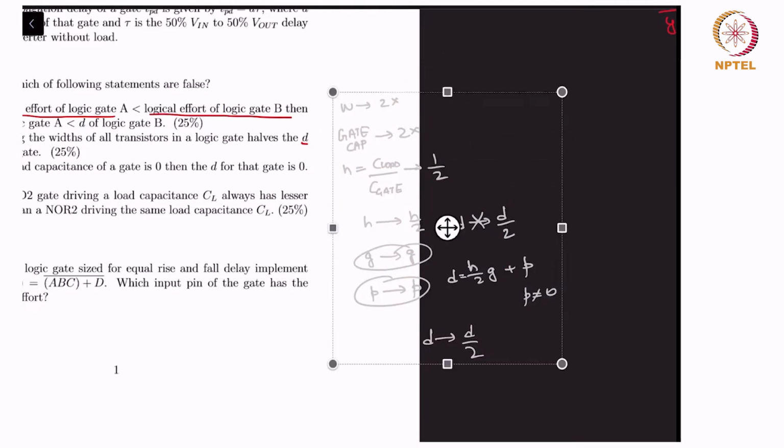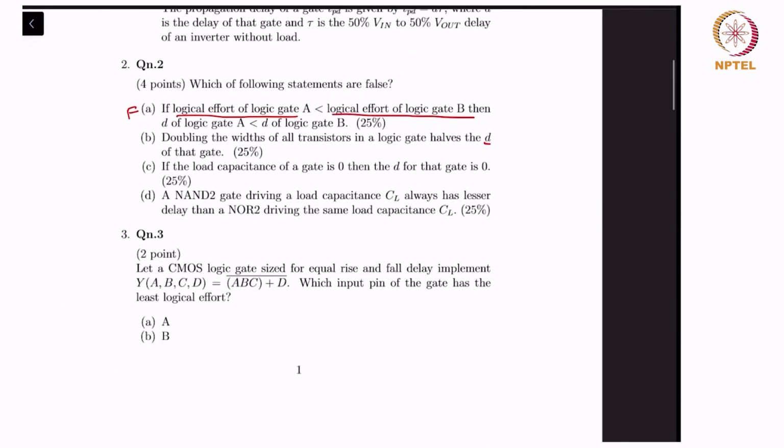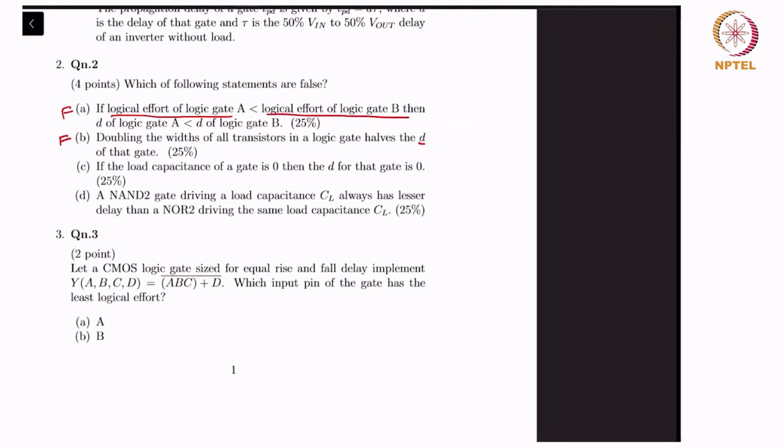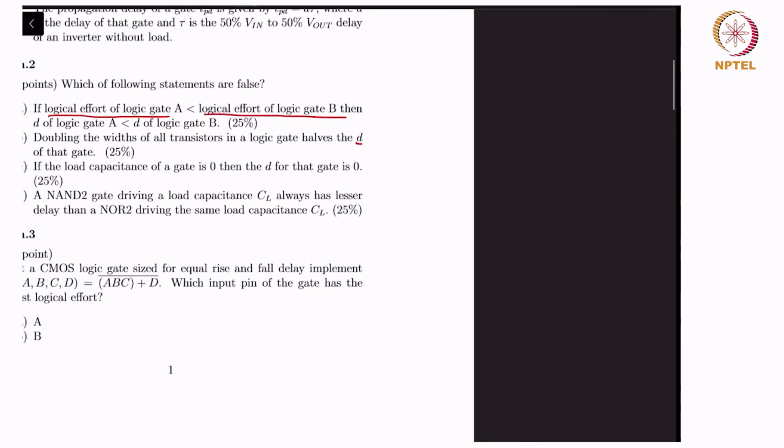It's not necessary, is what I'm trying to say. So this is also false, right? Then if the load capacitance of a gate is 0, then the D for that gate is 0. Again, if the load capacitance is 0, then H will become 0, because that's C load by C gate. So GH is equal to 0.